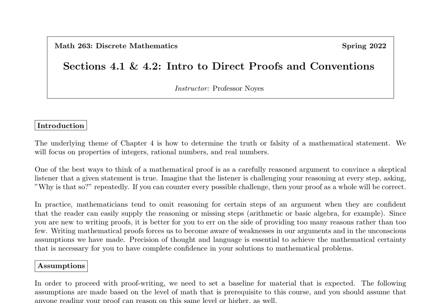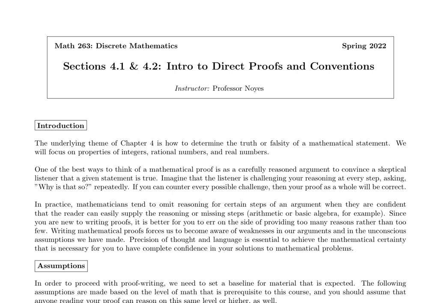So let's begin our study of proofwriting. Chapter 4 is entirely dedicated to proofwriting. We're going to cover sections 4.1, 4.2, 4.3, 4.4, and 4.5, and then we're going to skip 4.6 on floor and ceiling functions, and then we're going to cover 4.7 and a little bit of 4.8.